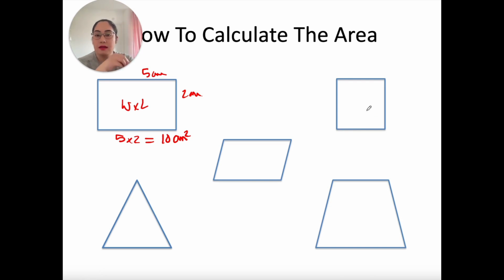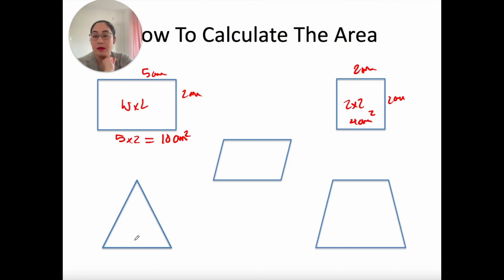To find the area of a square is the same thing again, but the length and the width in this case are the same. So if this is 2 centimeters, and this is 2 centimeters, then we're going to do 2 times 2, which gives us 4 centimeters squared. So the same formula for both square and rectangle.